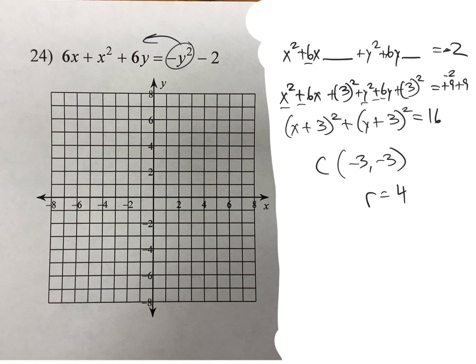Okay. I'm not looking at the answers, so I'm not sure if I've made a mistake. So hopefully these are right. Oops, I'm sorry. Radius is 4. So 4 blocks. 1, 2, 3, 4. 1, 2, 3, 4, and 1, 2, 3, 4. So a bigger circle.